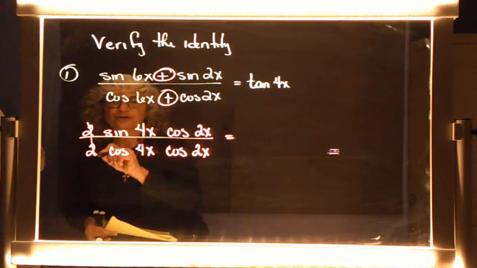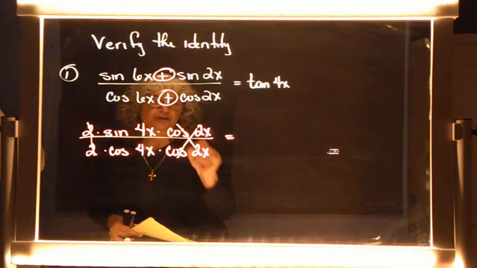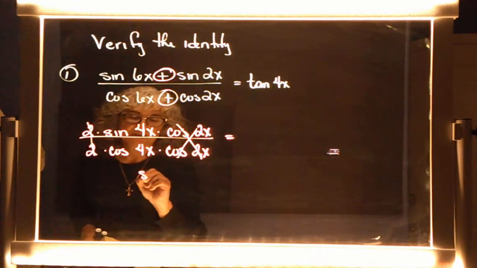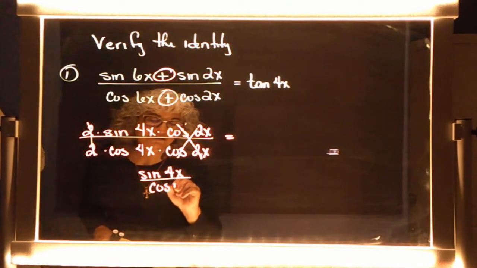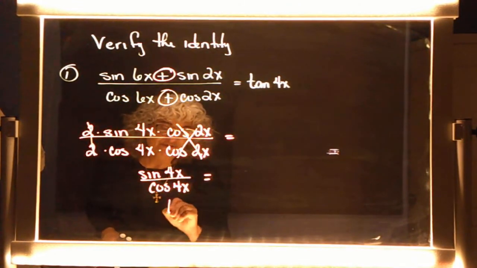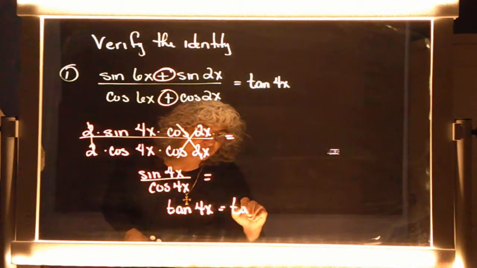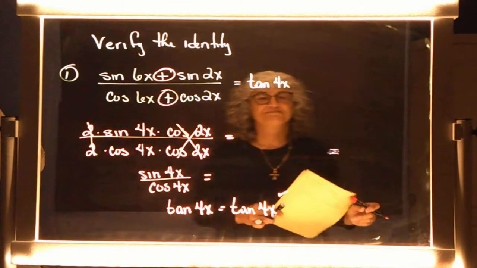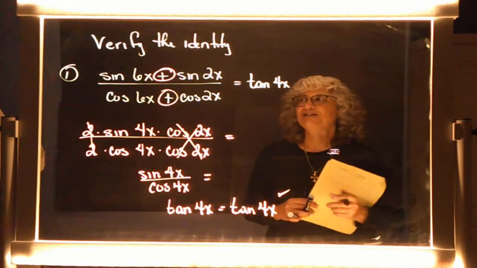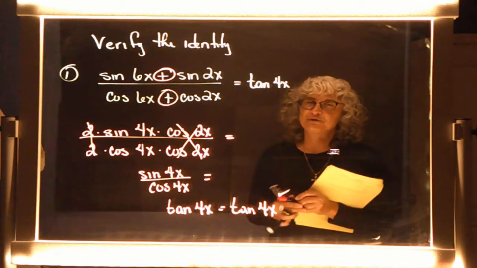Do you notice what happens? Yeah, the 2's drop, because this is all multiplication now. The 2's drop, the cosine of 2x's drop. I'm left with the sine of 4x over the cosine of 4x. And gratefully, that's the tangent of 4x, which is exactly what I have on the right side. Check! Verified. Cool? I know, I went through that one a little bit quickly. So go back and replay it if you need to.